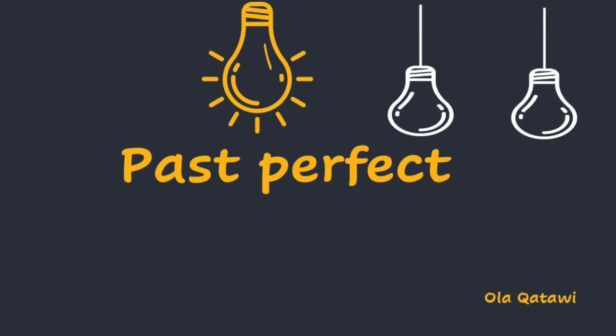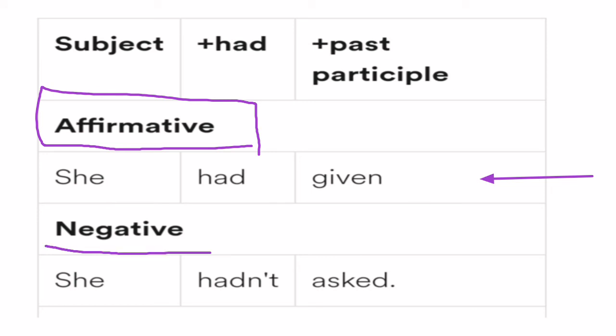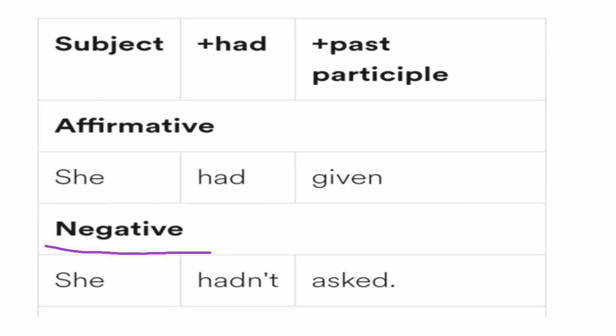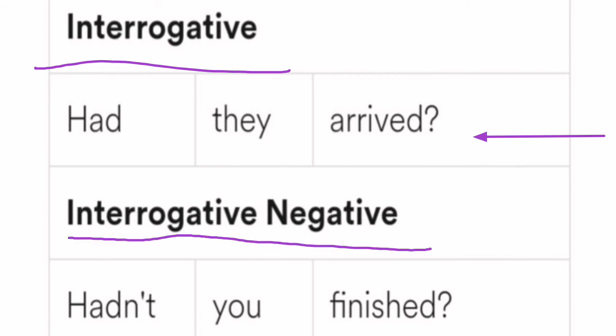Now I'll start explaining the past perfect. Forming the past perfect. The past perfect tense in English is composed of two parts: the past tense of the verb to have, had, plus the past participle of the main verb. Subject plus had plus past participle. For example, in affirmative, she had given. In negative, she hadn't asked. Interrogative, for example, had they arrived? Interrogative negative, for example, hadn't you finished?